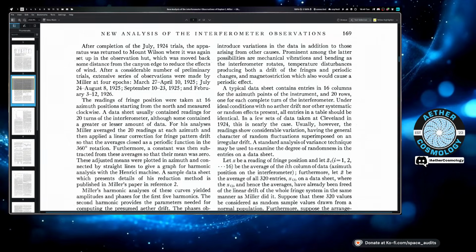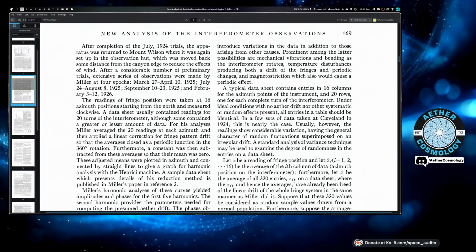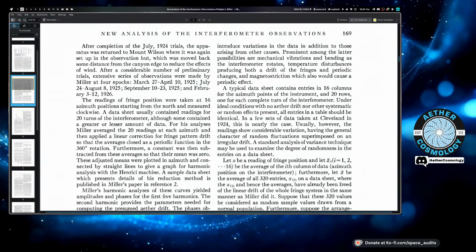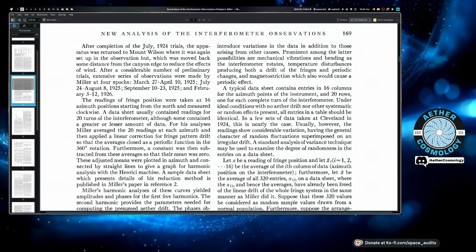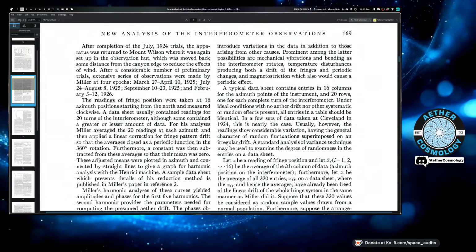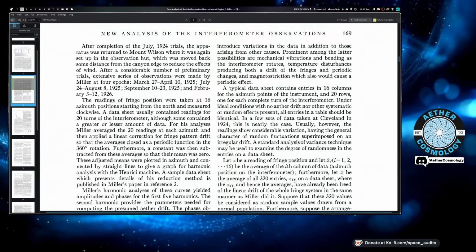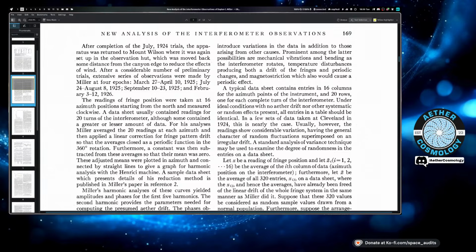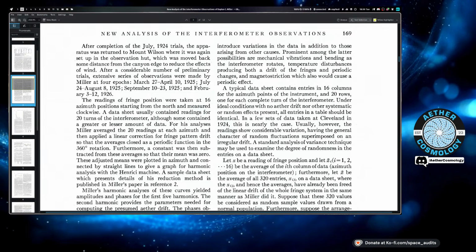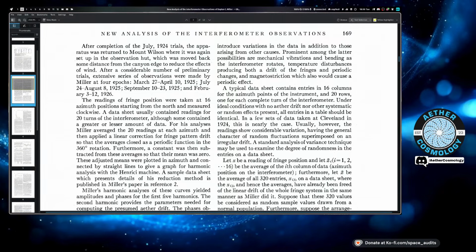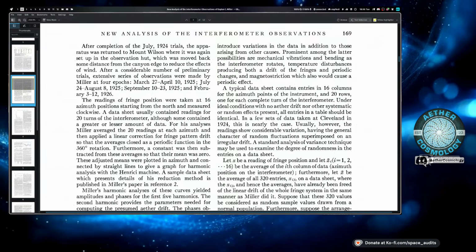A typical data sheet contains entries of 16 columns for azimuths and points of the instrument and 20 rows for each complete turn of the interferometer. Under ideal conditions, with no ether drift nor statistical or random effects present, all entries in the table should be identical. In the few sets taken from Cleveland in 1924, this is nearly the case. Usually, however, the readings show a considerable variation, having a general character of random fluctuations superimposed on an irregular drift.